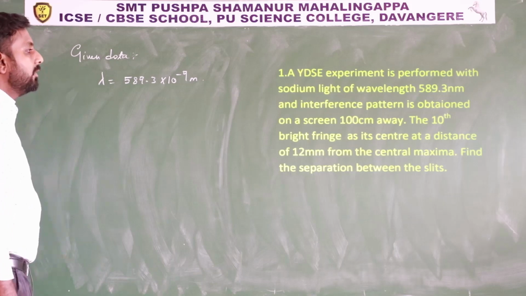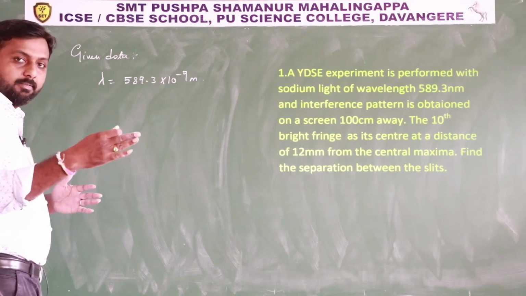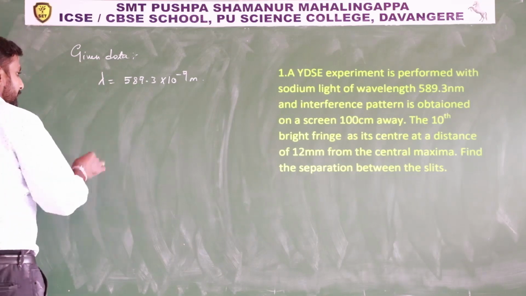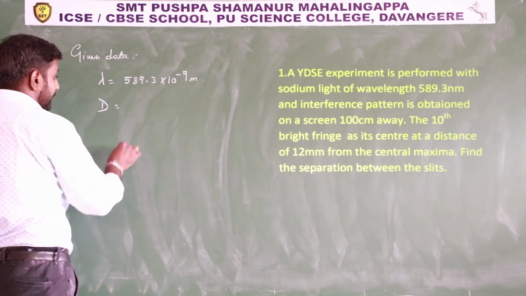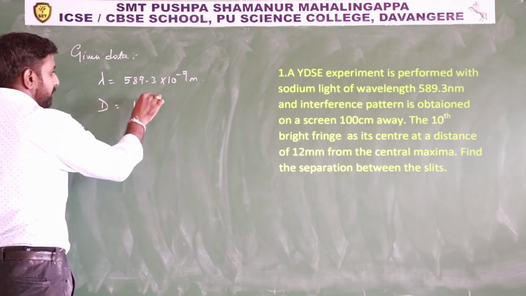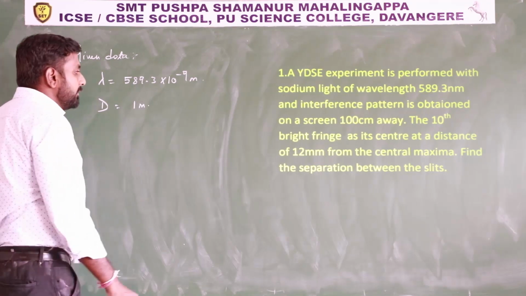Interference pattern is obtained on a screen. The screen is placed at a distance of 100 centimeter from the slits. That is capital D. Capital D value is given as 100 centimeter, which means 1 meter. The 10th bright fringe has its center at a distance of 12 millimeter from the central maxima.